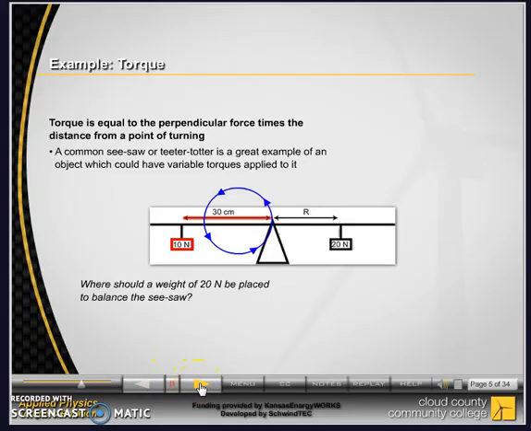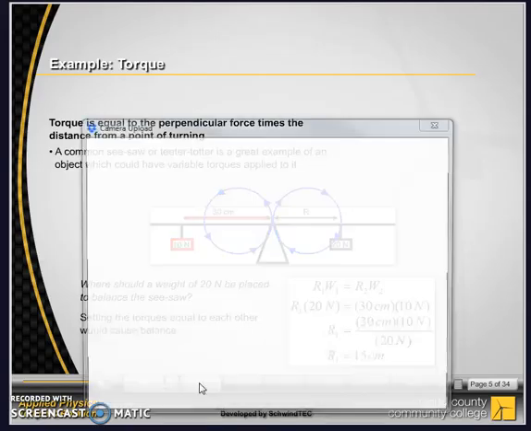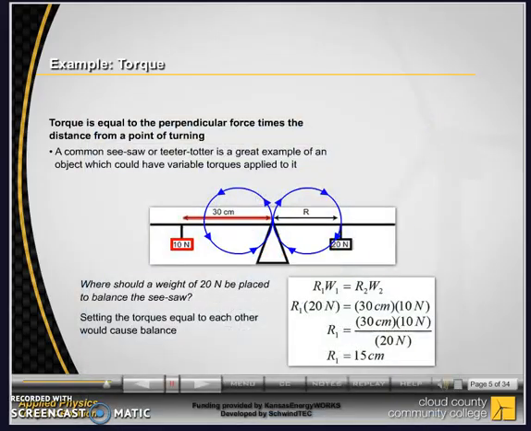Notice that on the left of the seesaw you will get a counterclockwise torque, and on the right side you will get a clockwise torque. Setting these torques equal to each other would cause balance. Hence, we get an answer of R equals 15 centimeters.